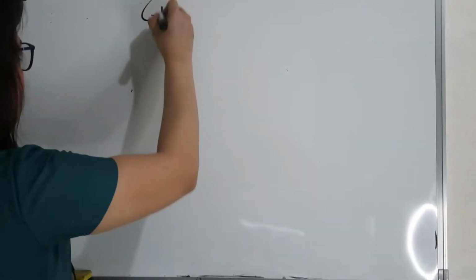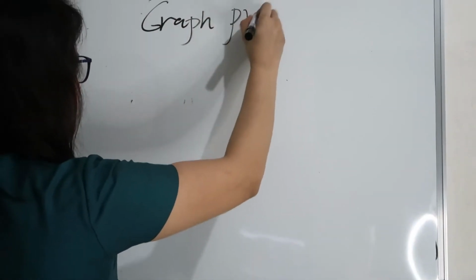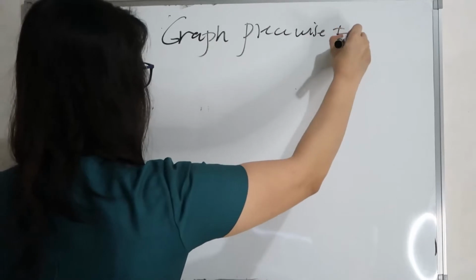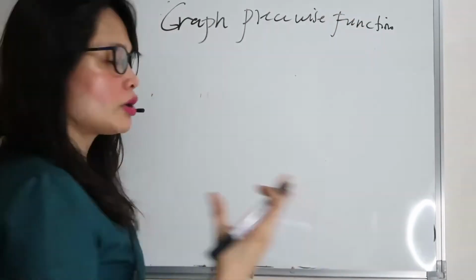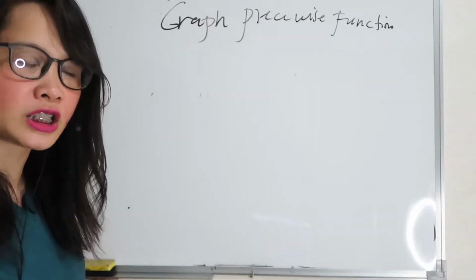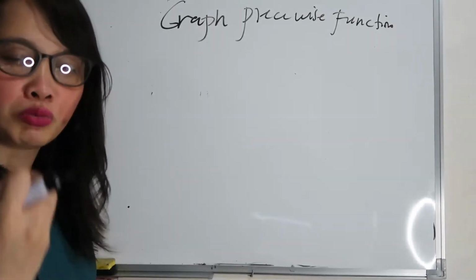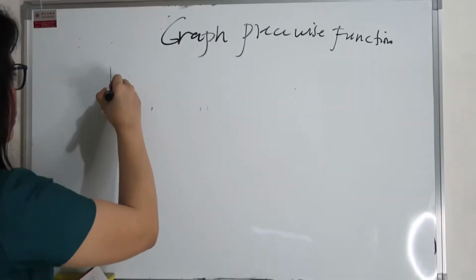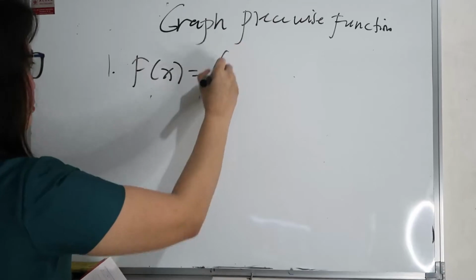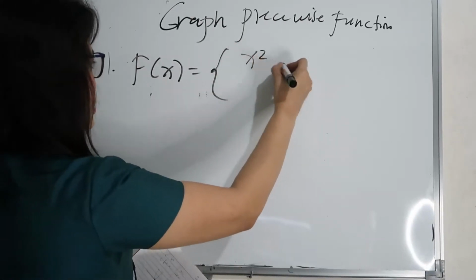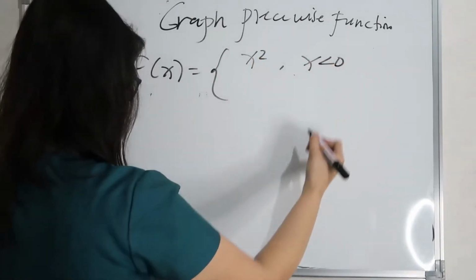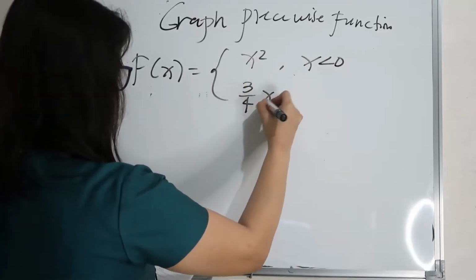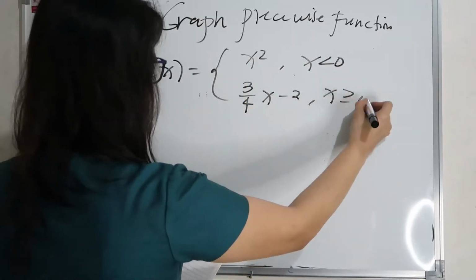So how do we graph a piecewise function? Again, when we say piecewise function, you're referring to two or more functions. It consists of two or more functions. So for example, f of x is equal to x squared with the condition x less than 0, and then 3/4 x minus 2 with the condition x greater than or equal to 0.